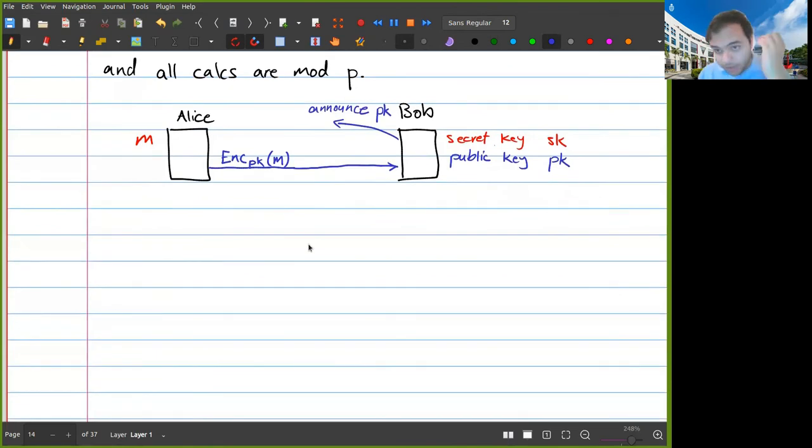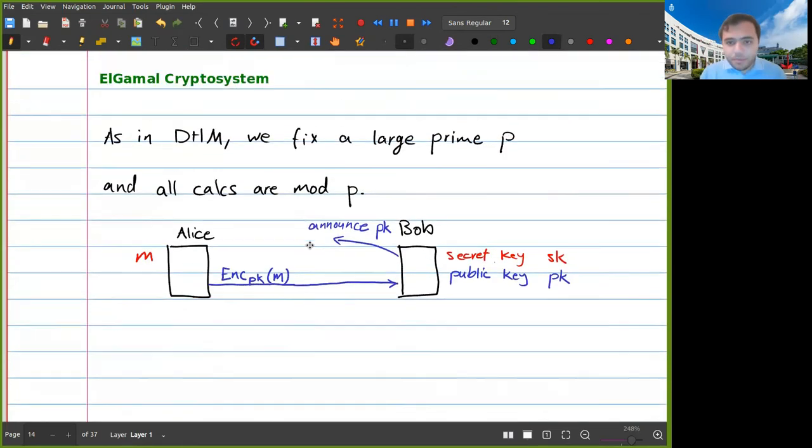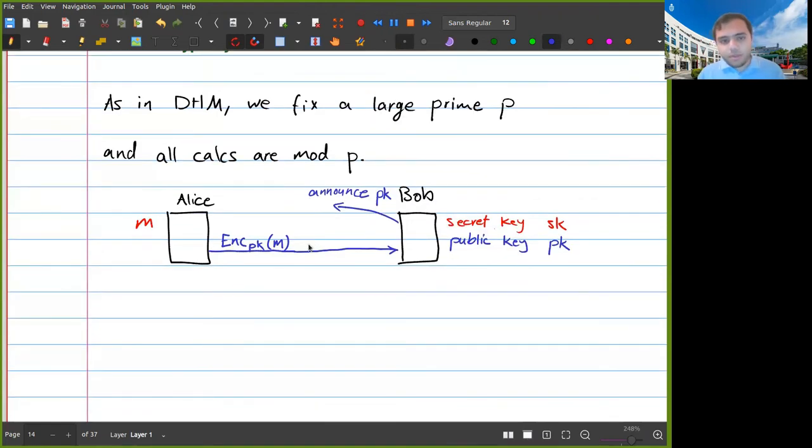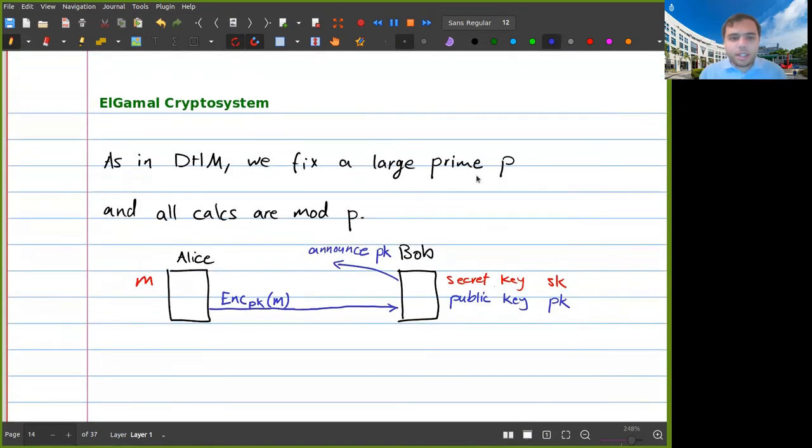Okay. So this picture is the same as in any other kind of public key cryptography. So the picture was the same, for example, in RSA. The difference is that here we don't want to do RSA. We don't want to have a multiplication of two prime numbers as our modulus. Instead, we just want our modulus to be a single large prime number P.